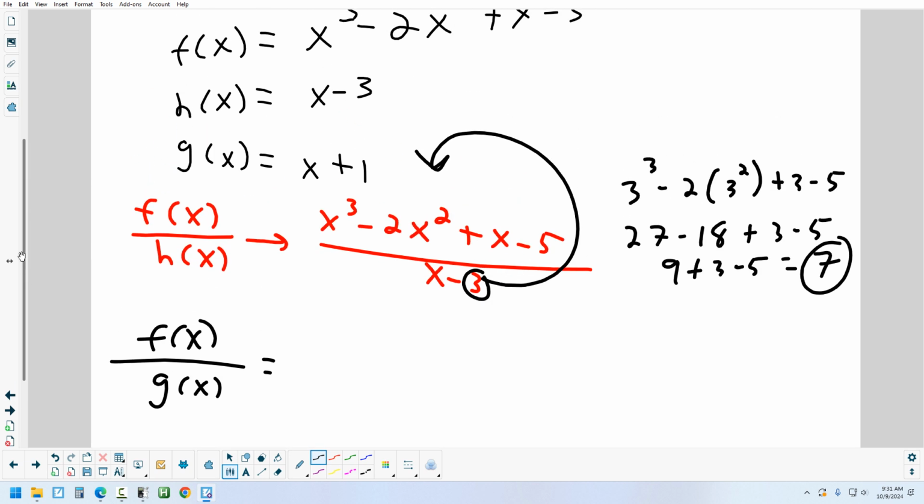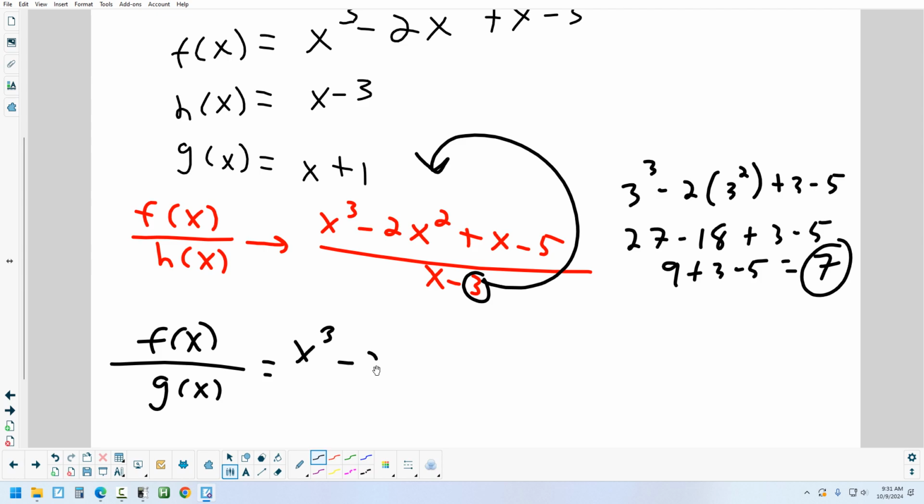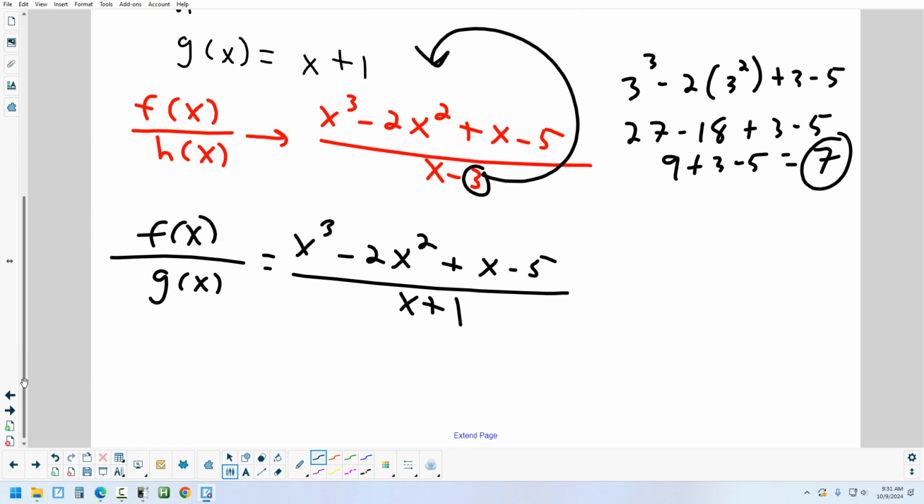So same thing in the top, x cubed minus 2x squared, and the bottom is x plus 1. Does that one fit the pattern for the remainder theorem? No. The bottom is supposed to be x minus a number. But could we fix that so it's x minus, and then whatever number would be in that box is the number you would fill into the top? Is there a way we could fix the bottom so it would be x minus something?